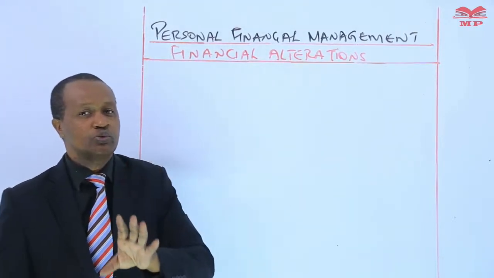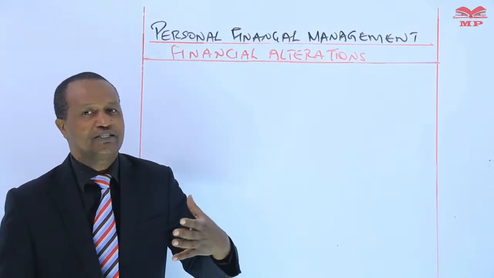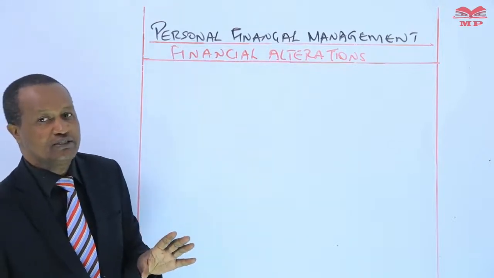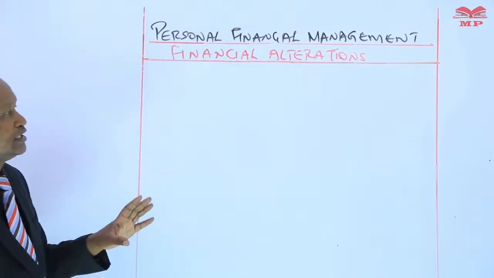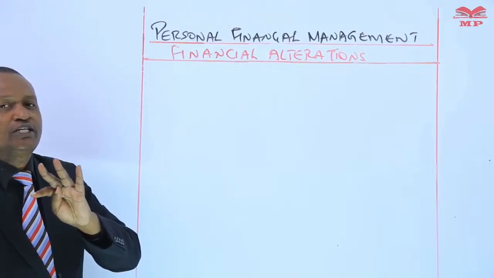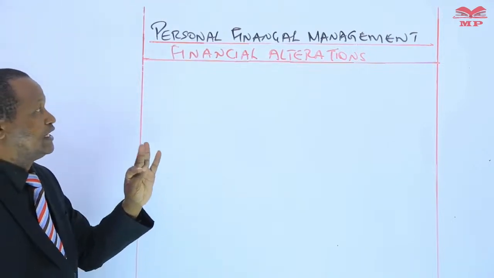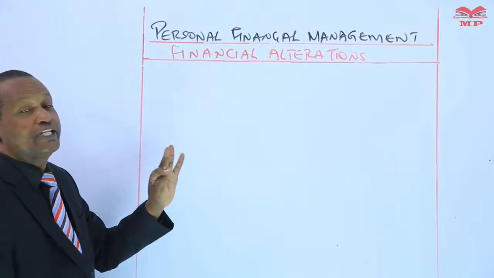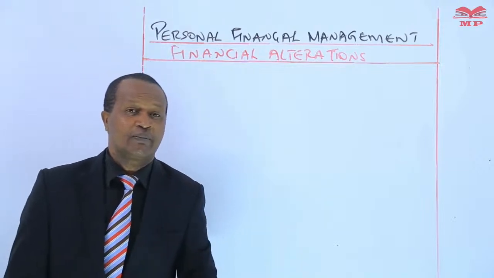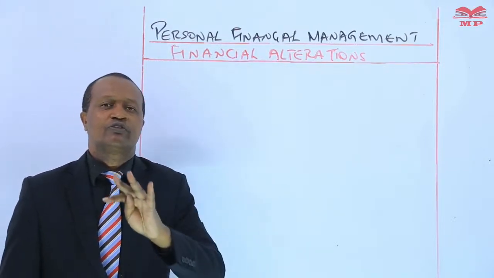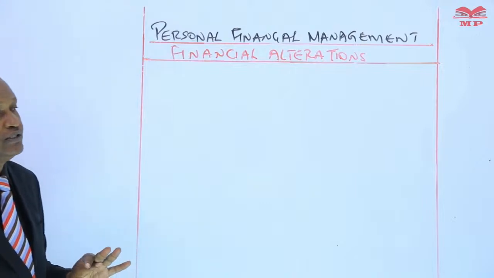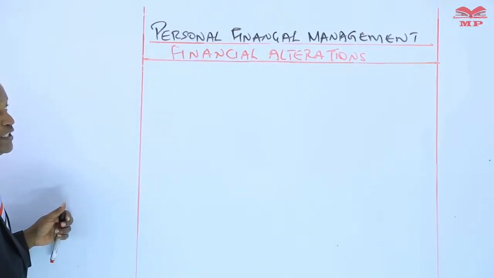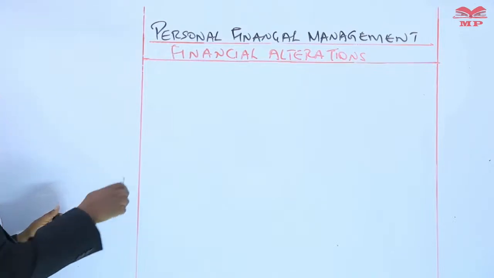And that is especially true during significant life events like retirement, estate planning, and family budgeting. Those are the three areas we are going to study in today's lesson. We will look at the financial alterations for retirement, financial alterations for estate planning and tax planning, and also alterations for family budgeting. Welcome to the lesson. Let's begin with the financial alterations for retirement.